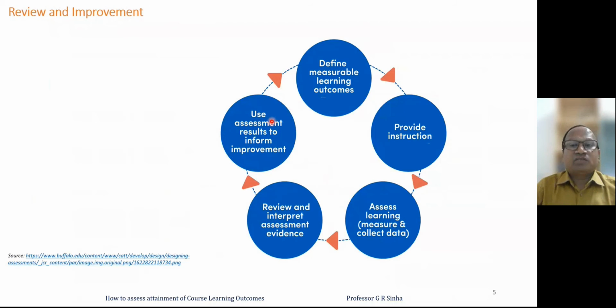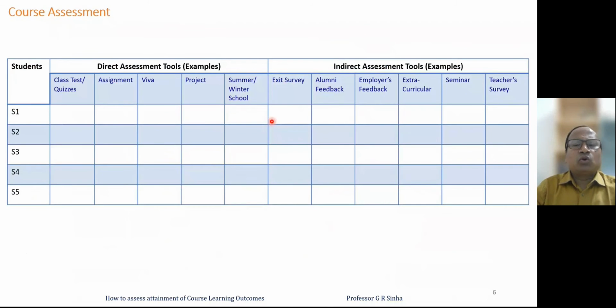If it is still not possible, then you can think of bringing all the stakeholders together and modifying your learning outcome, to some extent. So how do we assess a course? That is very important. We can use either direct assessment or indirect assessment.